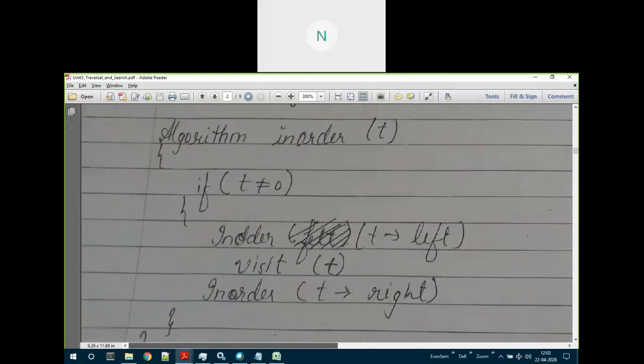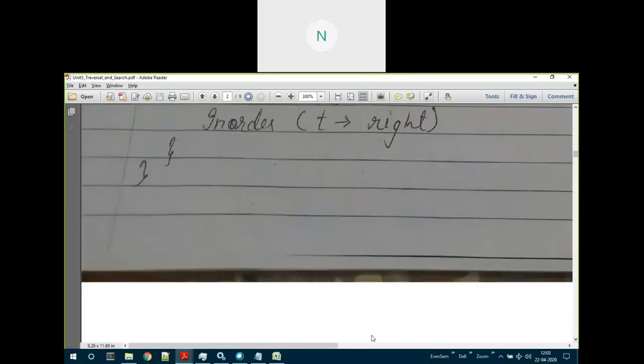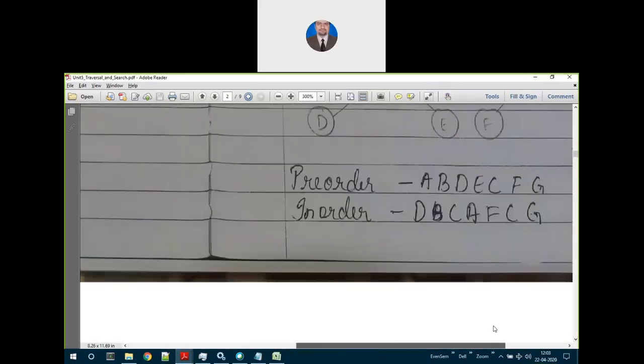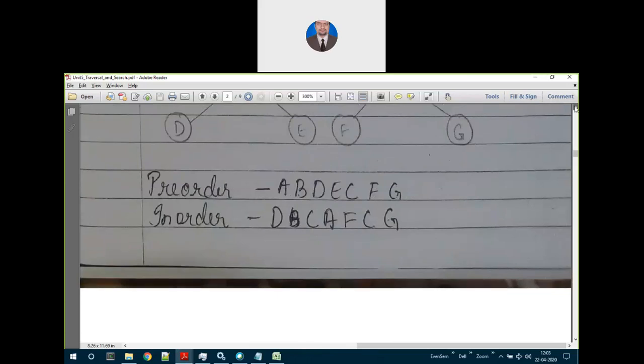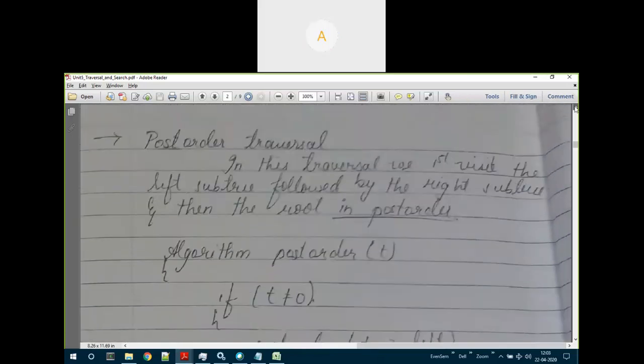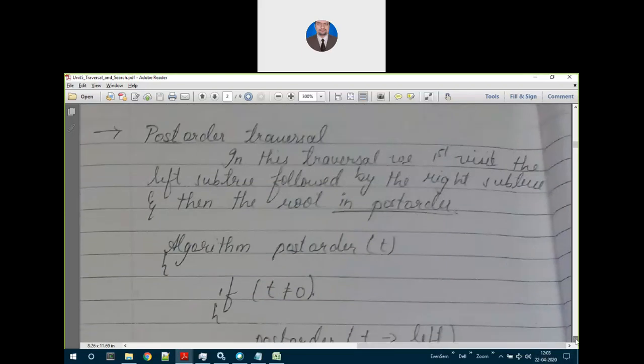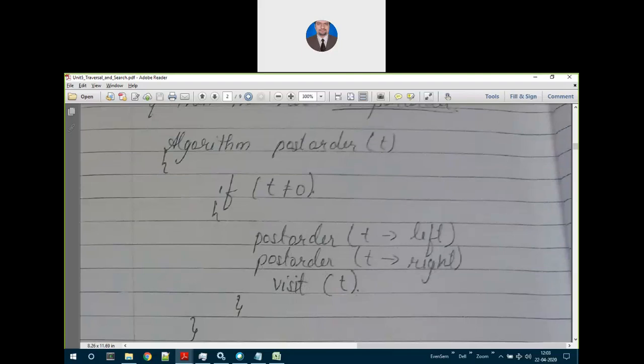Then the definition of the next one, that is post-order. In this traversal, we first visit the left subtree, followed by the right subtree and then the root. Again, the order of the statements is different here: first left, then right, then the parent itself.